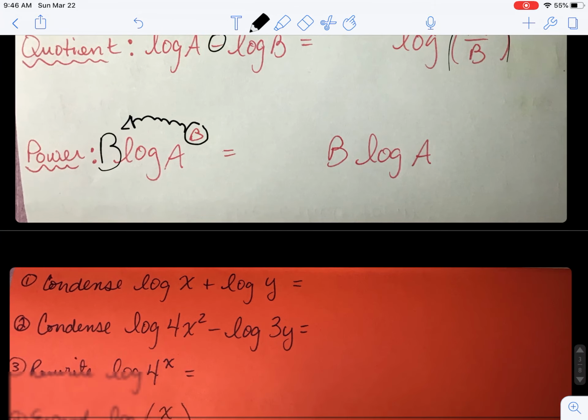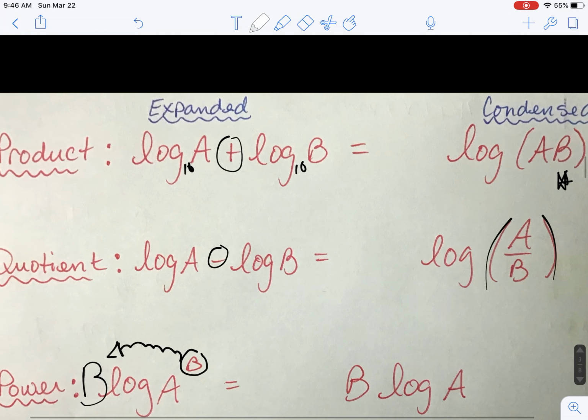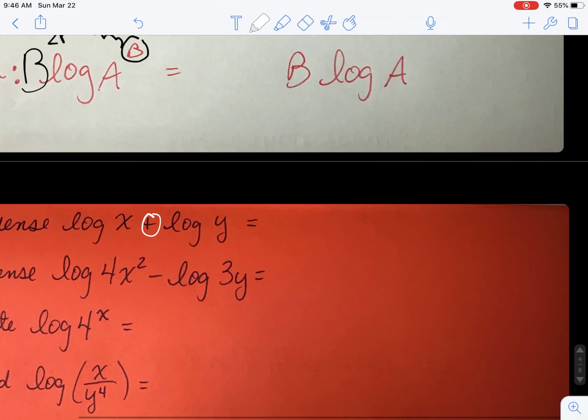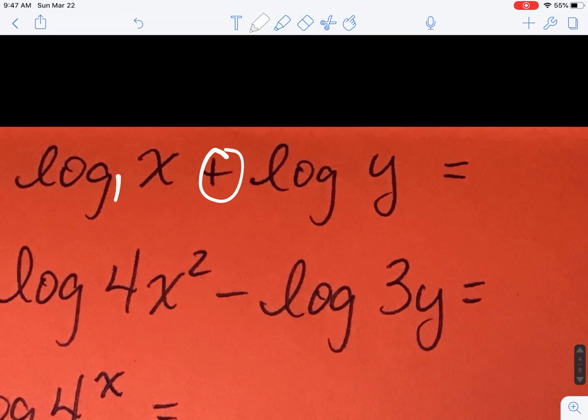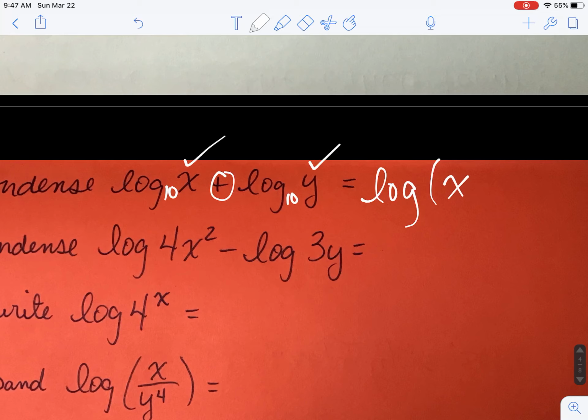So let's apply some of these properties here, condensing and expanding. Look at our first example. It says condense, and we're adding. So if you go back up to our properties, if you forgot, adding means we are going to condense by creating a multiplication piece. And remember, you want to check and make sure that the logs have the same base value, and they do. So we can condense this. You go log, and you just take the two terms after the log, x and y, and you multiply them together, and it's that simple. That's your answer.